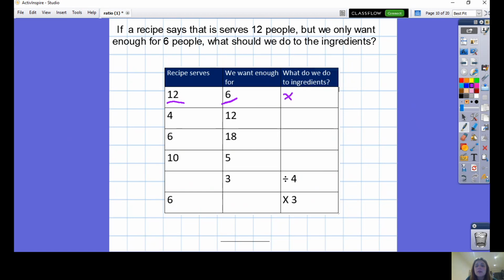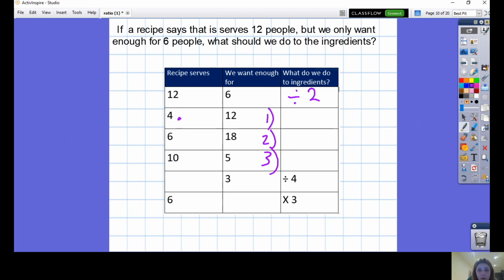Am I going to times or divide? And by what? How do I get from 12 to 6? Well done if you're saying divide by 2. I want you to quickly go through now and on your piece of paper, write down what you're going to do for each of these 3.